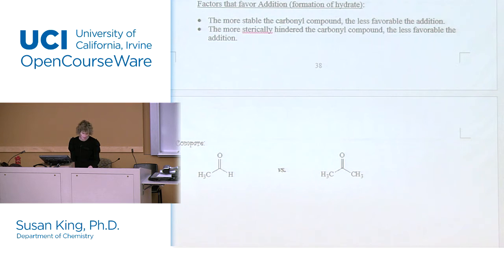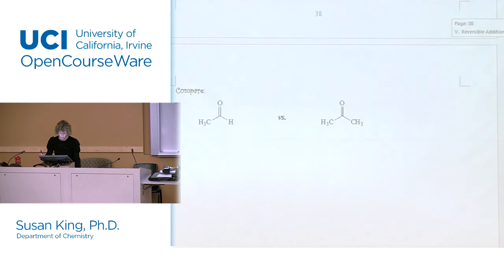And if we have a really unstable carbonyl, then the hydrate actually can be favored in some instances. So let's compare here. We have acetaldehyde versus ketone. We've talked about this already. We talked about this one. Let's do it again. And we're seeing which one of these is more electrophilic.